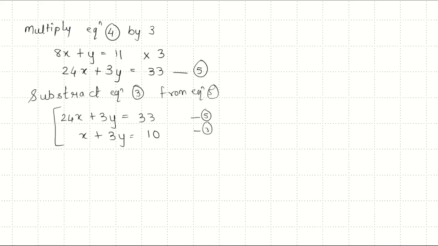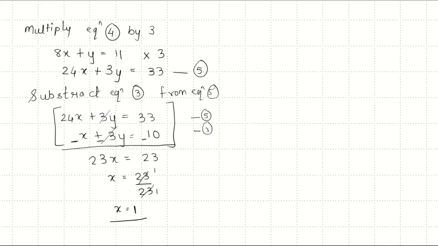As we are subtracting, the signs of the numbers will get changed. Plus x will become minus x, plus 3y will become minus 3y, and plus 10 will become minus 10. So 33 minus 10 will be 23, plus 3y and minus 3y will get cancelled. 24x minus x will be 23x is equal to 23. So x is equal to 23 upon 23, 23 ones are 23. So x is equal to 1.